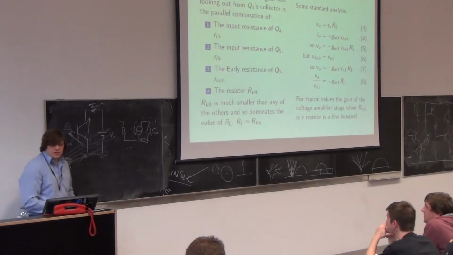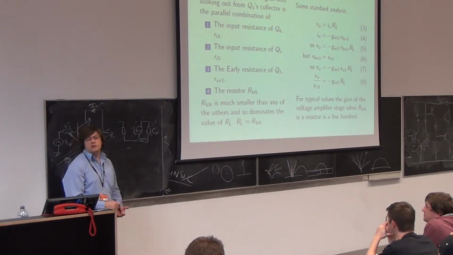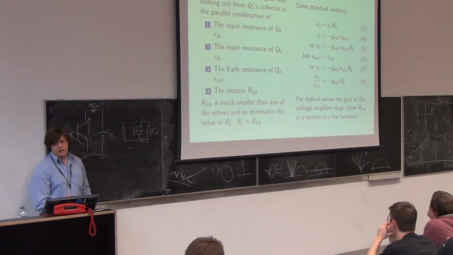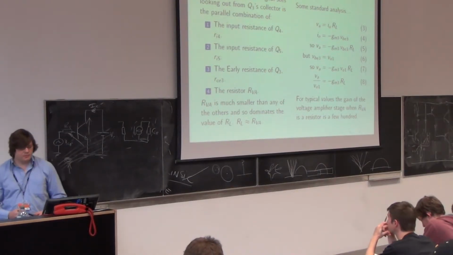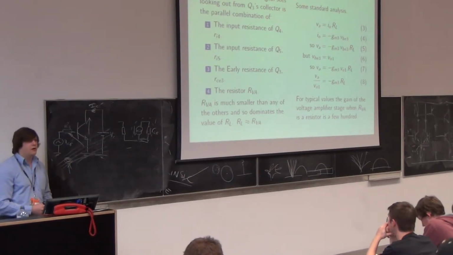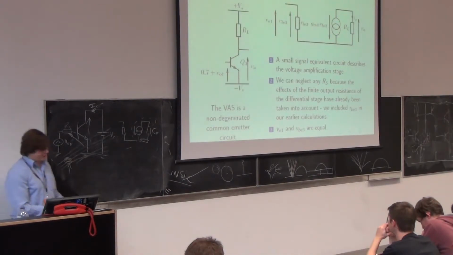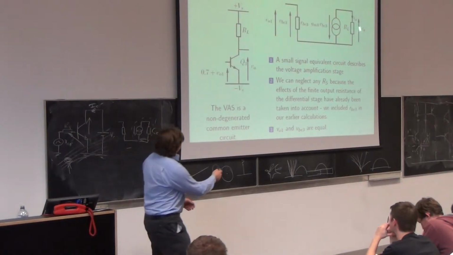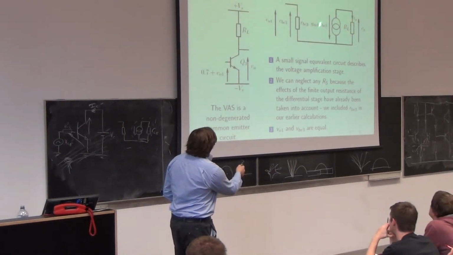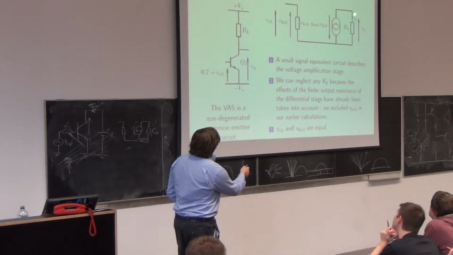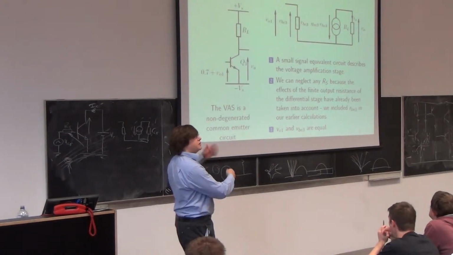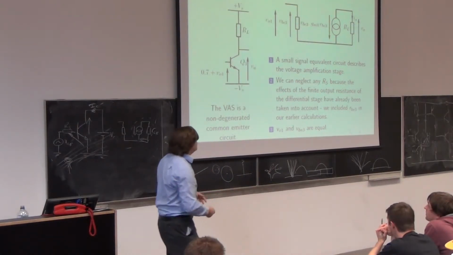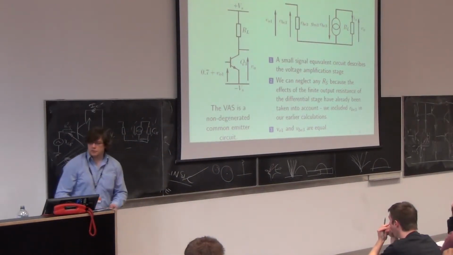So if we do some standard analysis, we've got VA, which is output, is I out times RL, and then you sub in GM3 VB3 because that's what I out is. And the reason that's what I out is because there's only one loop here, and if this is a current source and there's only one loop, whatever this current is must be the same as in this current source. There's no other chance of any current appearing or disappearing. So I out must be GM VB3.